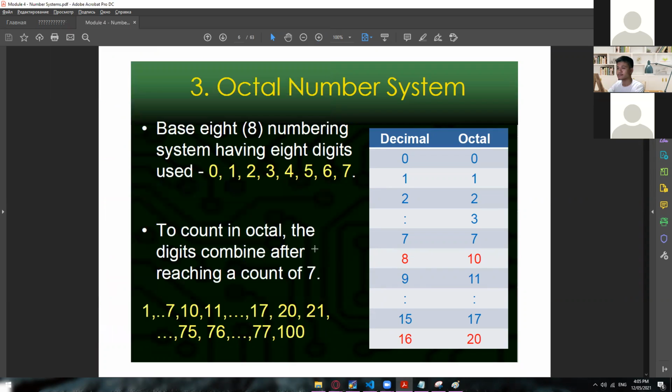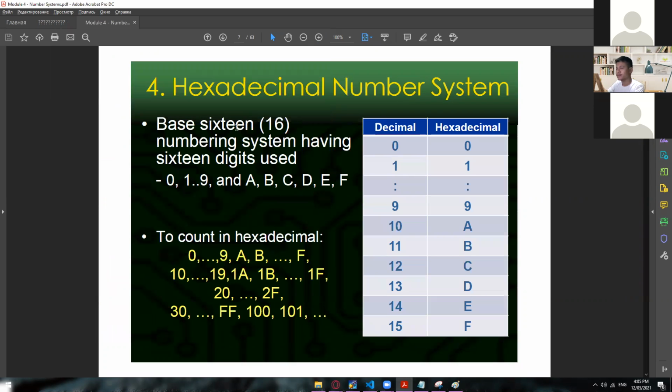Okay. And the next one right here is hexadecimal. Okay, how many minutes do we have more? Okay, we have 8 more minutes.